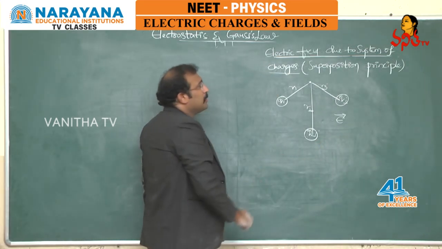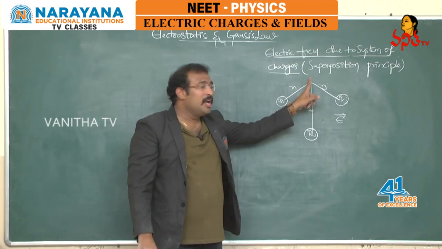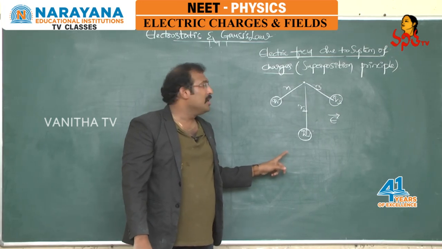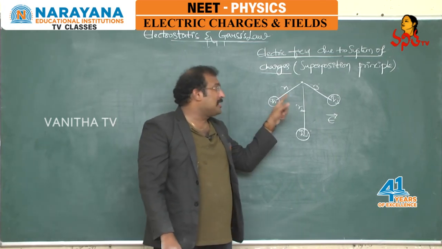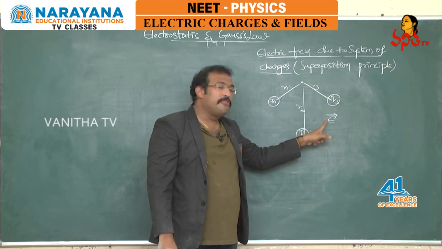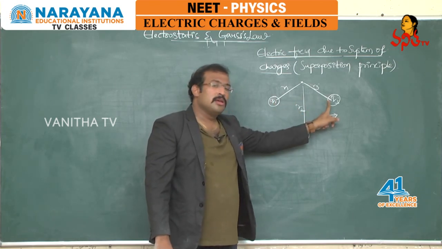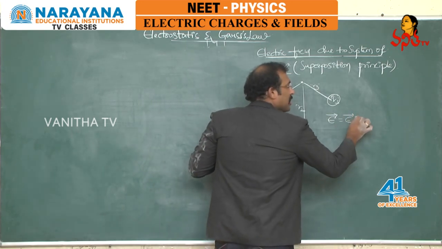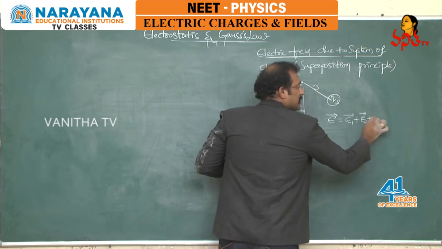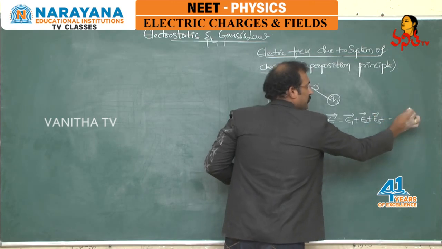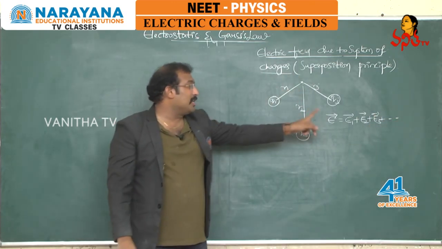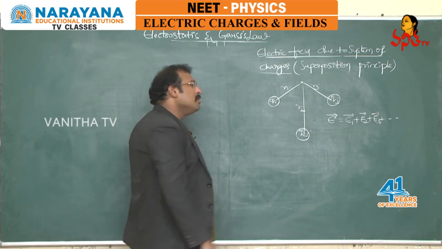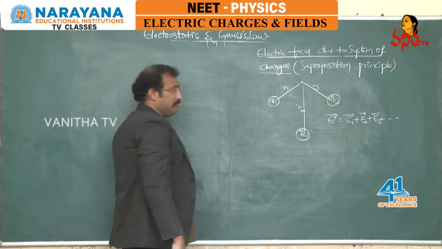So once again I repeat, the electric field strength at a point due to a number of charges in a system is nothing but the vector sum of the individual fields due to the number of charges present in the system. Therefore E bar is equal to E1 bar plus E2 bar plus E3 bar, and so on. In this way we can write the electric field strength due to a number of charges in a system at a point.